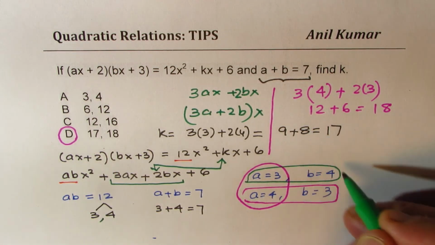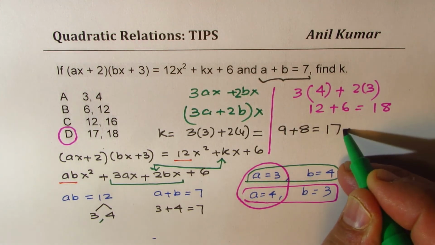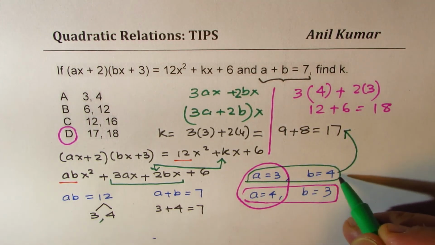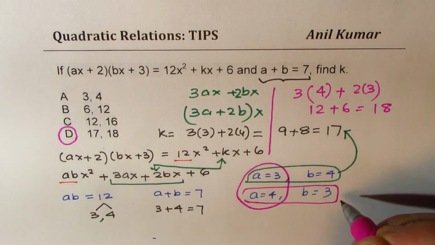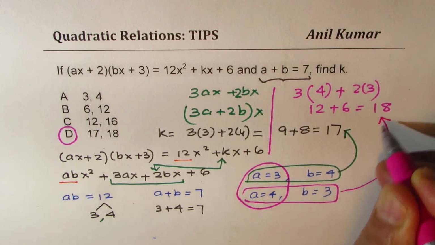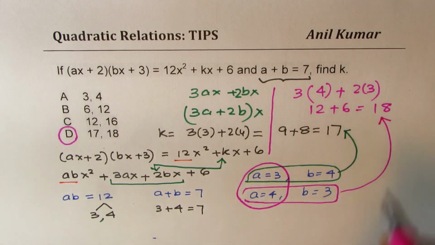When I apply this first time with a equals 3 and b equals 4, I get k as 17. And when I apply the same with a equals 4, b equals 3, I get the answer as 18. So those are the two possible values of k. I hope the explanation is straightforward and absolutely clear. This is a very important question from a test point of view, and I hope it helps you to understand the topic better.